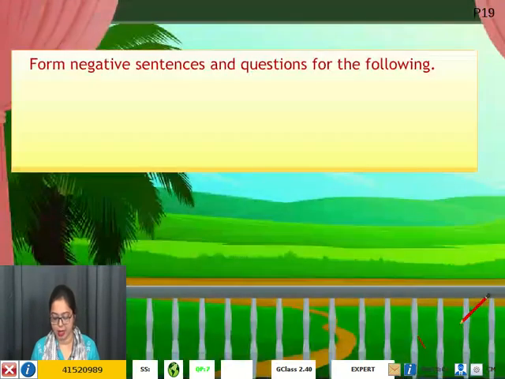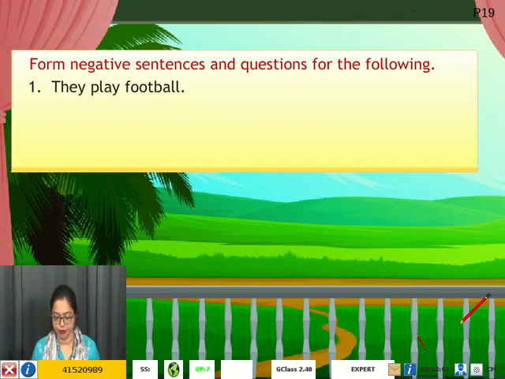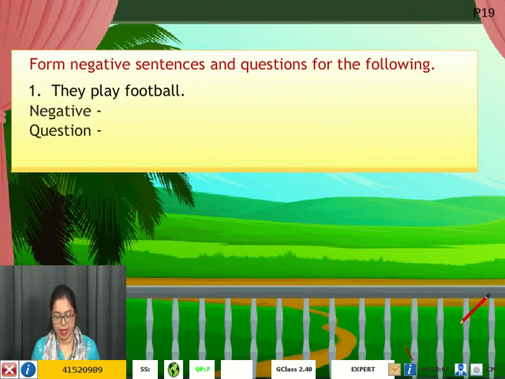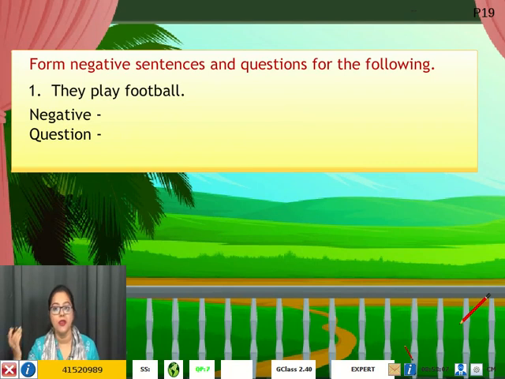Next, you see what's coming up on the screen. Form negative sentences and questions for the following. They play football. The first question coming up is, they play football. So you have to turn it into a negative sentence. This sentence is in a positive form. You have to turn this sentence into a negative sentence, as well as into a question format. That means into an interrogative sentence.